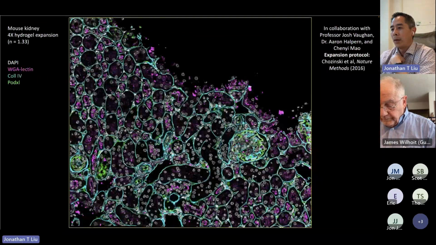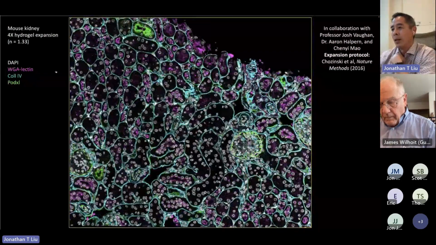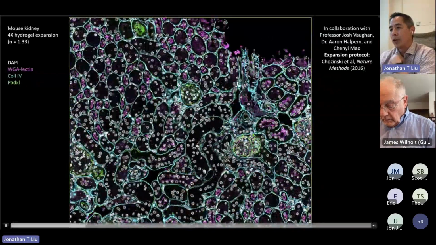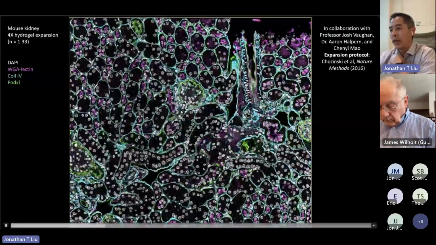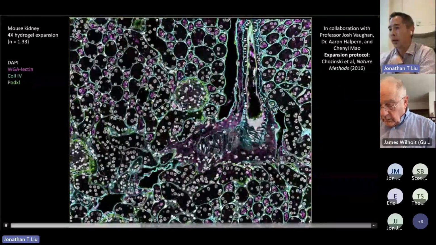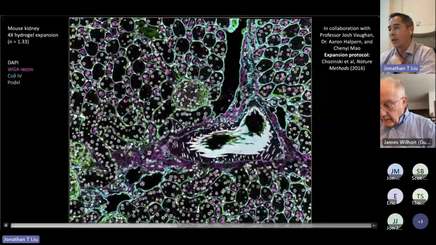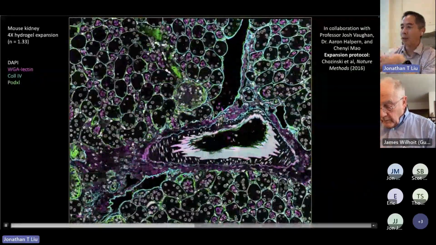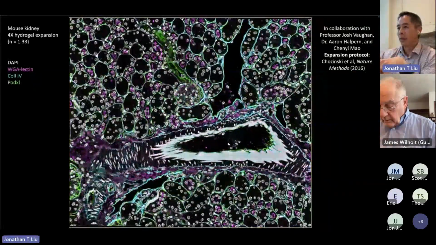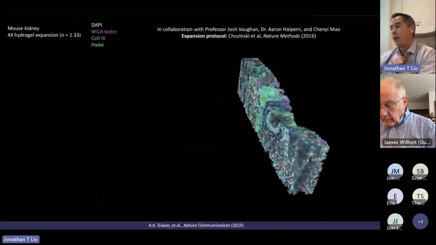Here's another example, this is actually mouse tissue, mouse kidney tissue. So you can see we can label different structures, the gray nuclei. These are the tubules of the kidney. The kidney is a filtering system. This is the glomerulus, the primary filtering structure within the kidney, where the blood vessels remove their toxins into the urine. And so here's actually a volume rendering.